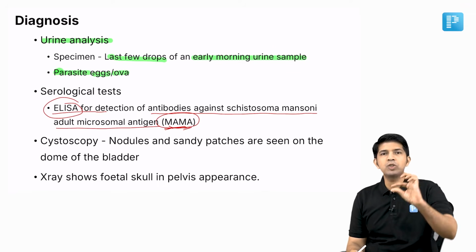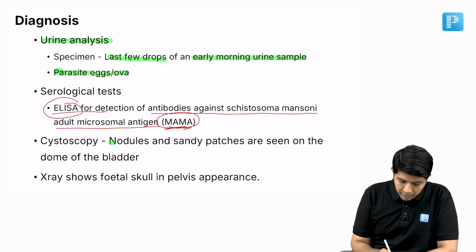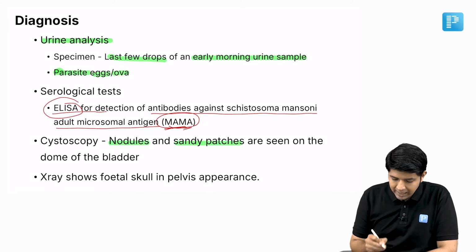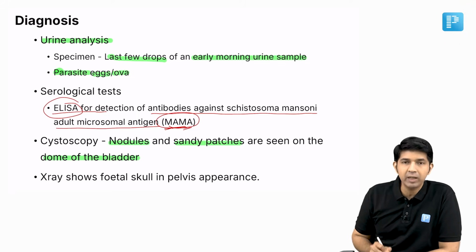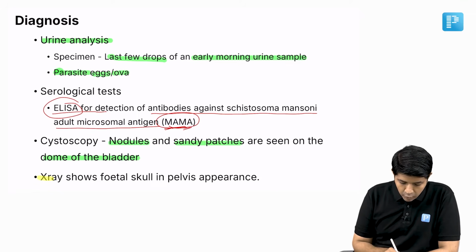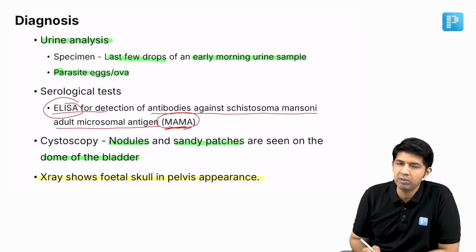Next, when you do a cystoscopy, okay, if you put a camera inside and look, you will be able to see certain nodules and sandy patches that are usually present on the dome of the urinary bladder. And this is a very important image-based question. If you do an X-ray of the KUB, you will be able to see a fetal skull in pelvis appearance.